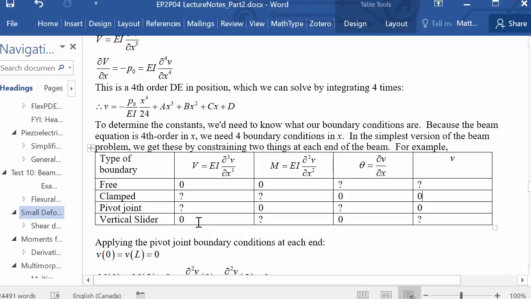So it means the shear force is 0. There's no shear force applied, but that means we don't know what the displacement is. And the angle is fixed to 0, but we don't know what the moment is. We're going to apply whatever moment is necessary to make that happen.